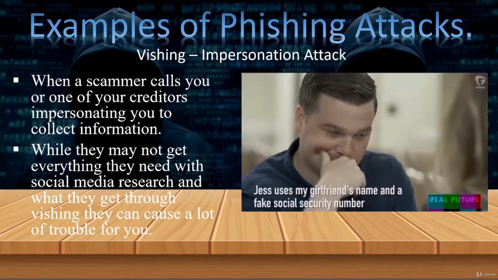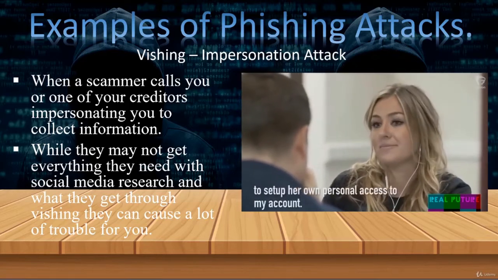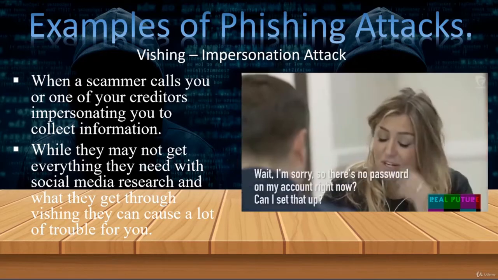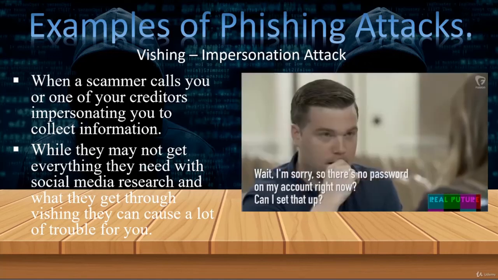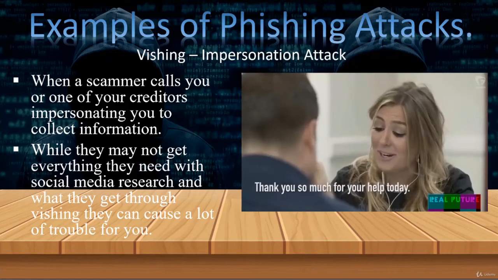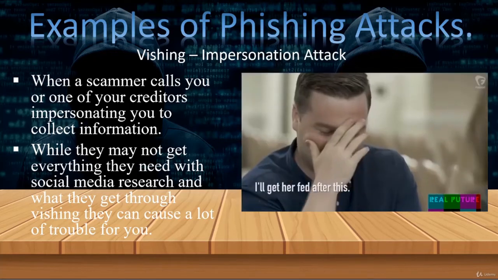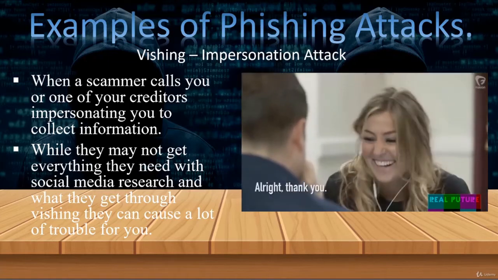Jess uses my girlfriend's name and a fake social security number 5127 to set up her own personal access to my account. Wait, I'm sorry, so there's no password on my account right now? Can I set that up? She even gets the support person to change my password. Thank you so much for your help today. So she just basically blocked me out of my own account. I'll get her after this.